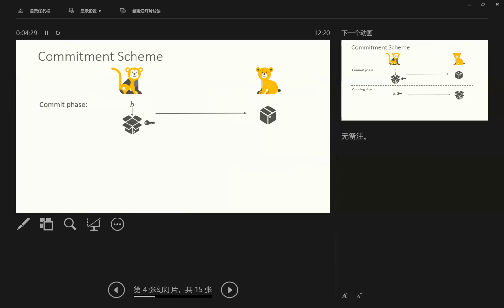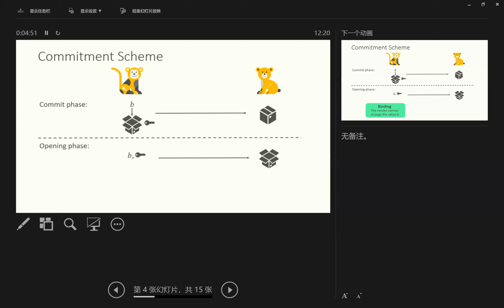Okay, since we talk about commitment, let's see what it is. We have two parties, a sender and a receiver, and the sender wants to commit to a value b. So there is the commit phase, where the sender puts the value b in a box and sends the box to the receiver.